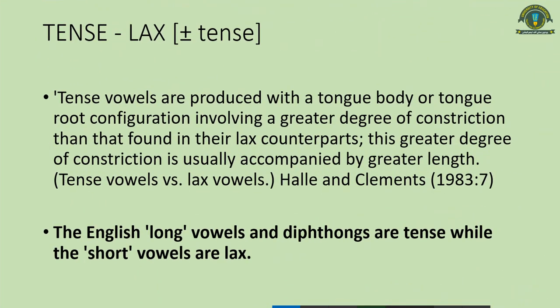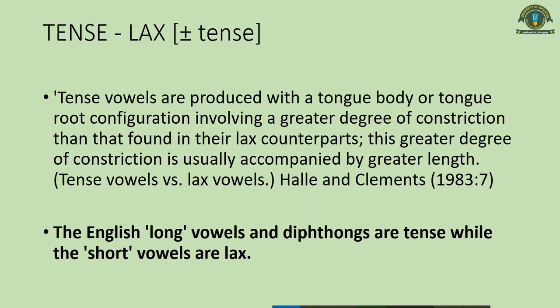Now tense and lax, this feature is present both in Urdu and English. Now we say that tense vowels are produced with the tongue body or tongue root configuration involving a greater degree of constriction than that found in their lax counterparts. This greater degree of constriction is usually accompanied by greater length. The constriction means that you are narrowing down the passage for the air to escape.